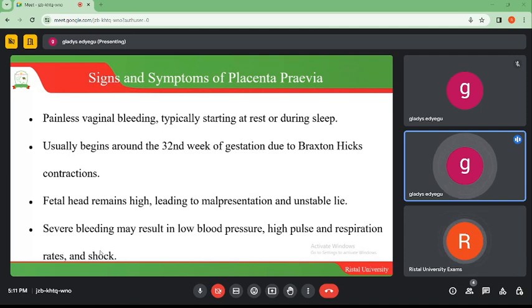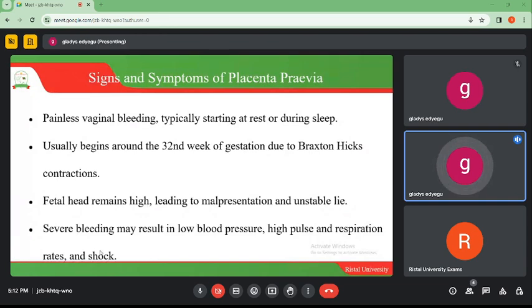And the baby tends to put the head up and the buttocks down. The placenta is obstructing down, whereby the head cannot engage, the head cannot descend, and also it can affect labor and can affect engagement of the presenting part. So that leads to malpresentation and unstable lie of the baby.